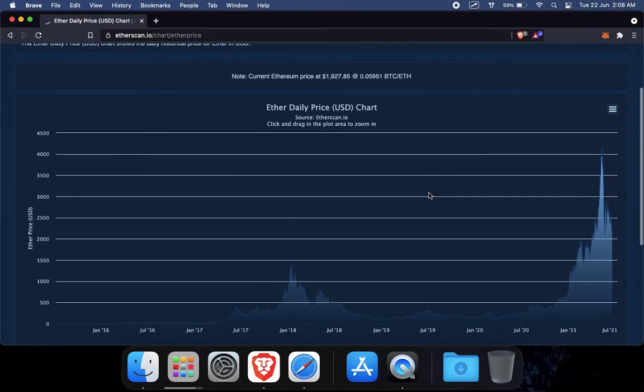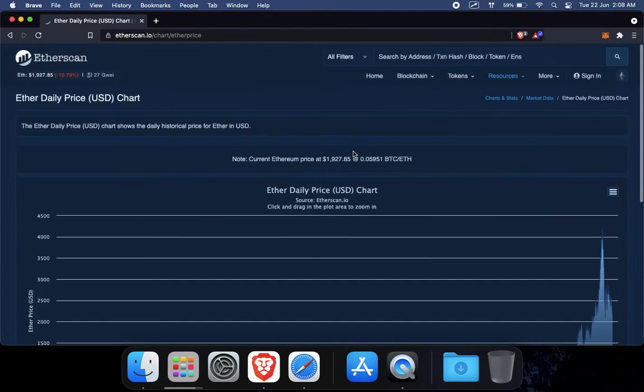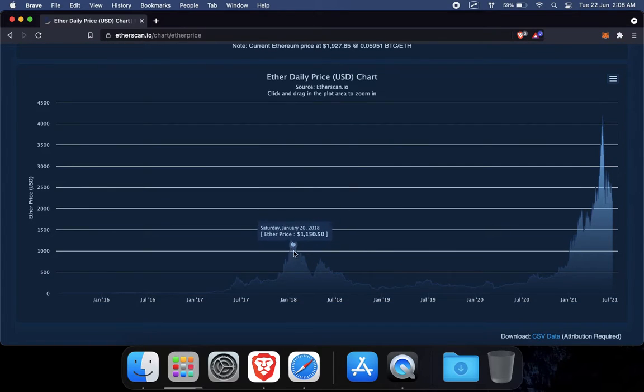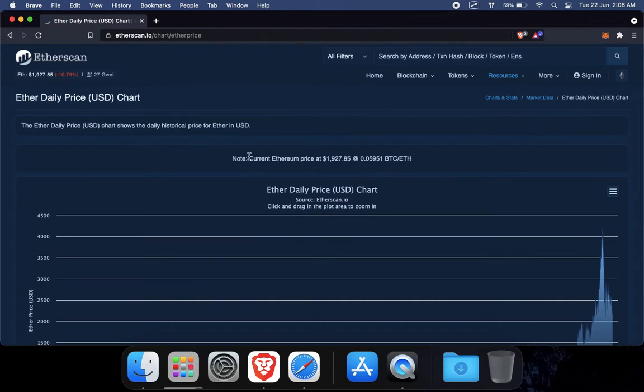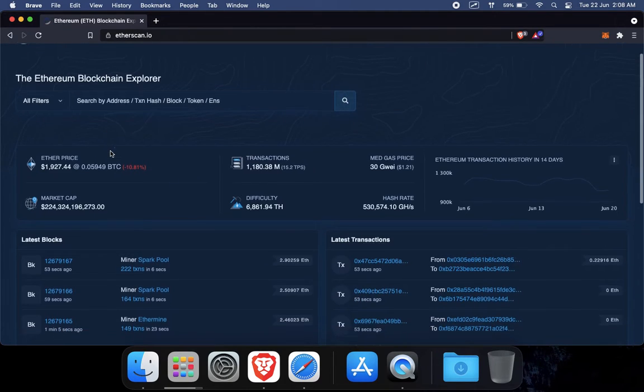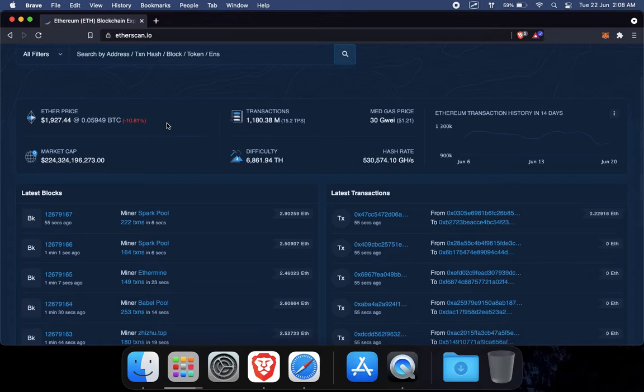So this is some of the blockchain data that you can look at. Look at the bull run years ago. At the height of it was about 1,300 something, right? Today we're at 1,900, so just above that price. Let's go back to the home page. Right, so the price is dropping. Well, that's fine.